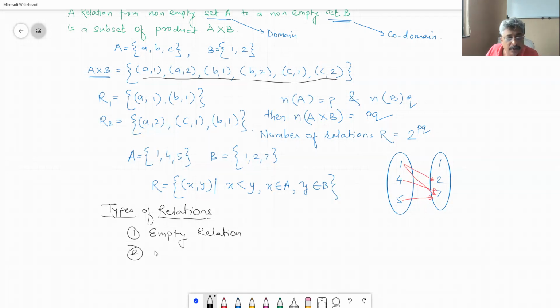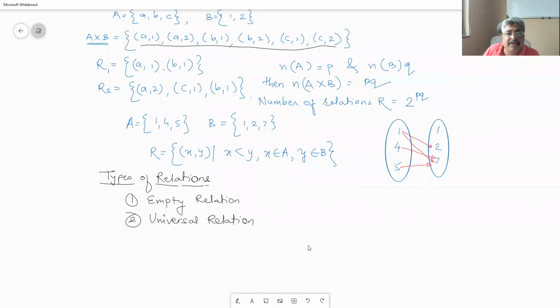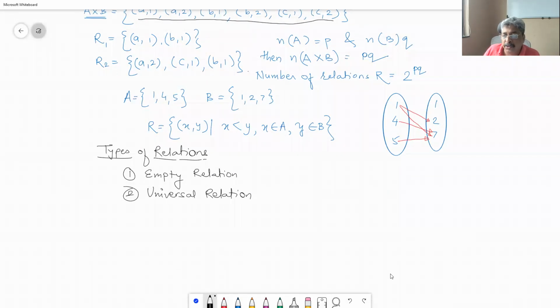Second, universal relation. Each element of A is related to every element of B. Now, okay, that means A cross B is a universal relation. This itself is a relation and it takes care of all possible ordered pairs. Universal relation. Many other times only one set is given to you and you have to use the same set as domain as well as codomain.